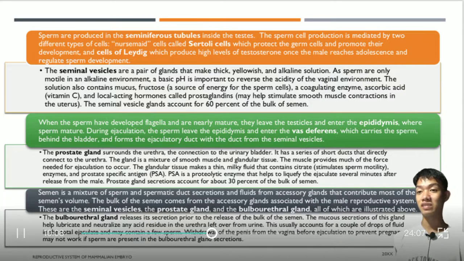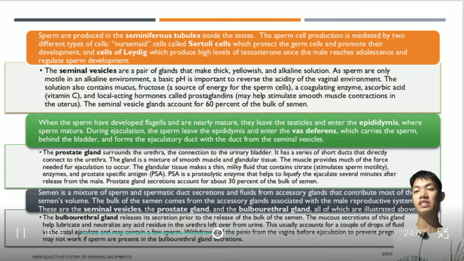So semen is a mixture of the sperm and secretions of fluids from accessory glands that contribute most of the semen's volume. The bulk of the semen comes from the accessory glands associated with the male reproductive system. These are the seminal vesicles, the prostate gland, and the bulbourethral gland, all of which are illustrated below.